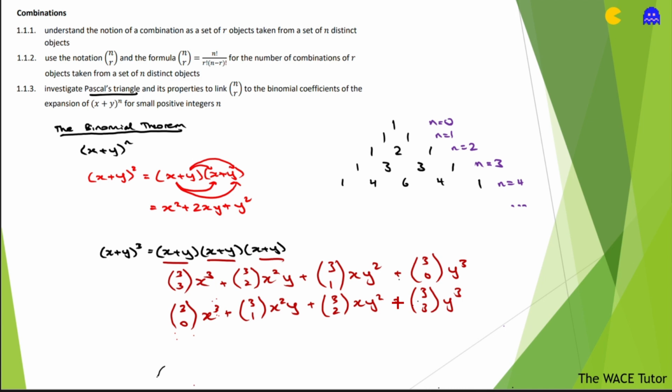Okay? If you look at these coefficients, you can see they correspond to the n equals 3 row of Pascal's triangle. So my coefficients for the expansion of x plus y cubed is equal to x cubed plus 3x squared y plus 3xy squared plus y cubed.